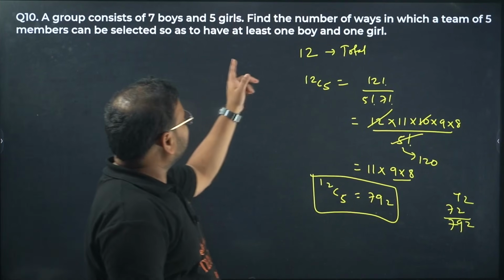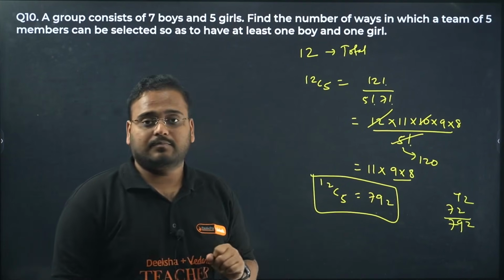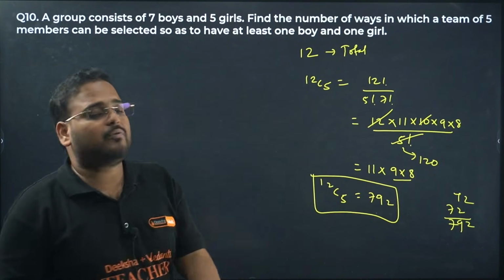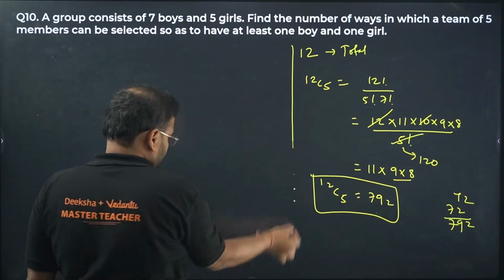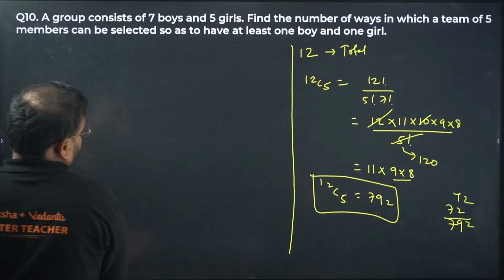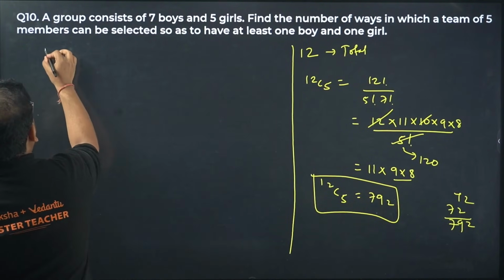Now, to have at least 1 boy and 1 girl, the group that is chosen must have at least 1 boy and 1 girl. It can be more also. Let's try to figure out a group which has only boys. Means only boys.